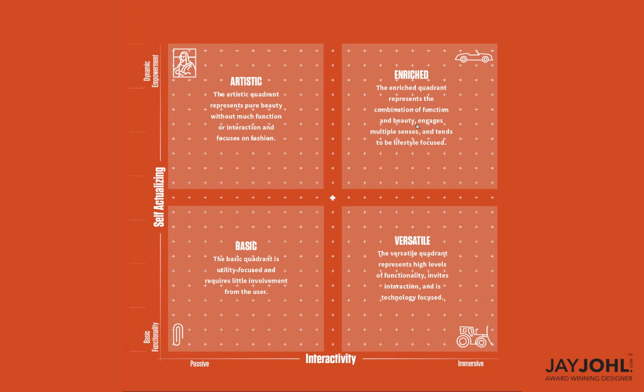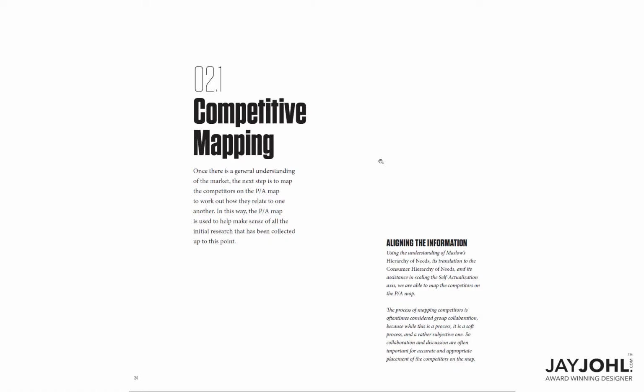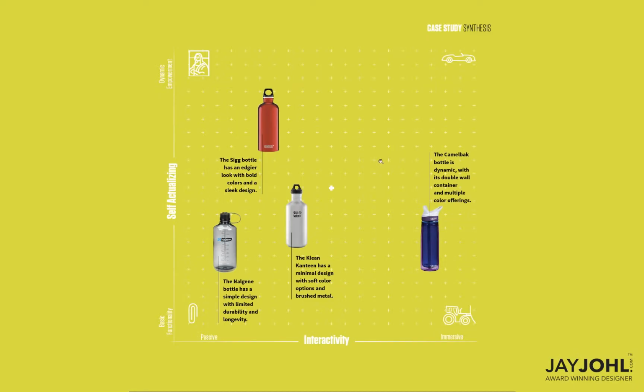The top right hand quadrant, the enriched quadrant, represents the combination of function and beauty, engages multiple senses, and tends to be lifestyle focused, for example, a sports car. The bottom right hand corner, the versatile quadrant, represents high levels of functionality, invites interaction, and is technology focused, such as a farming tractor.